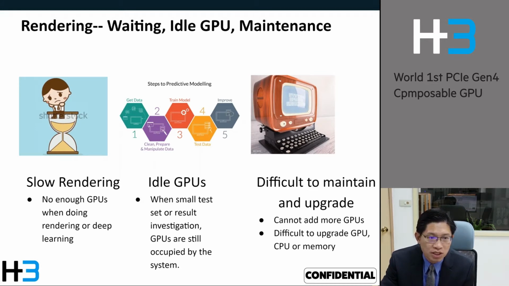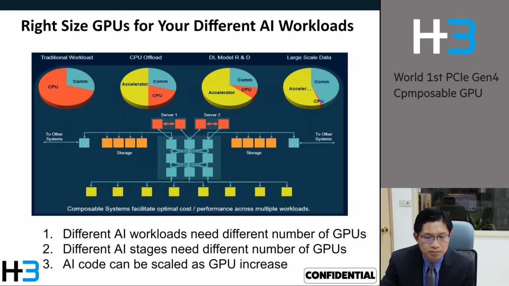The total cost of composable GPU will be much lower than GPU servers. Besides, integrated GPU servers are very difficult to upgrade. With composable solutions, the components are separated, such as GPU, CPU, memory, and so on.